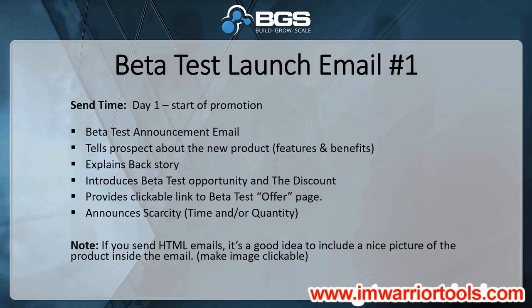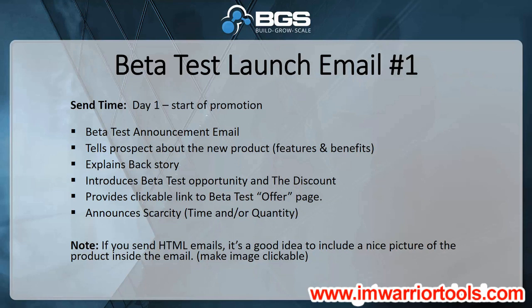So, day 1, this is the start of the promotion. The beta test announcement email. You want to tell the prospect about the new product or the new improved product. Tell them about the features, tie in the benefits of what those features mean to them. If you just say, it only weighs 3 ounces, that doesn't mean anything to them. You've got to say, hey, we've reduced the weight by 2 ounces. It's only 3 ounces now. And what that means to you is you can carry this thing around all day and not even feel it. No more back pain, no more whatever, right? You tie in a benefit to every feature that you tell them about.